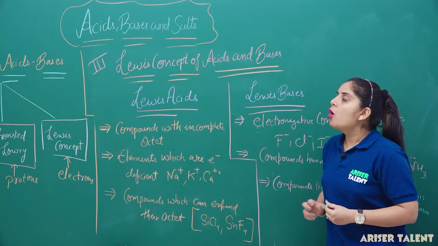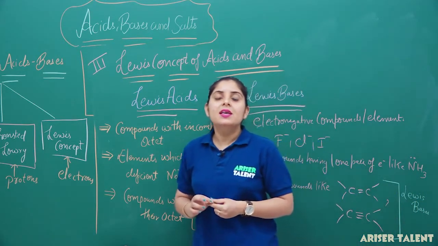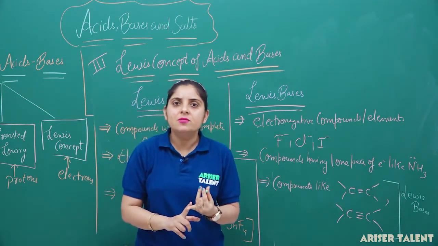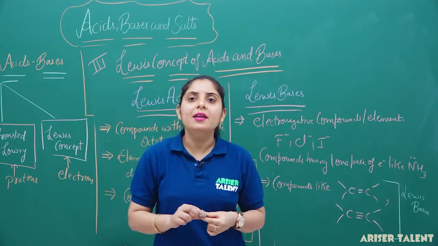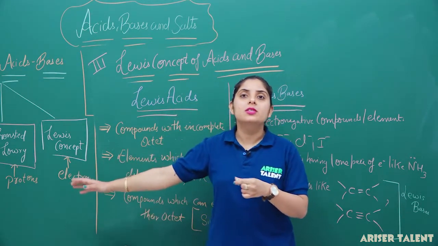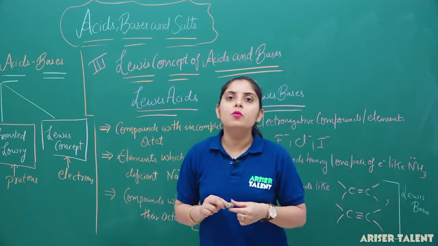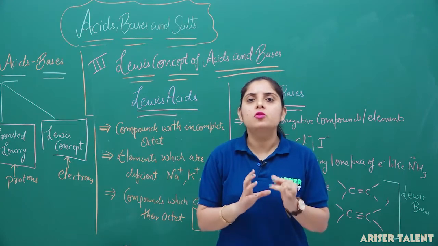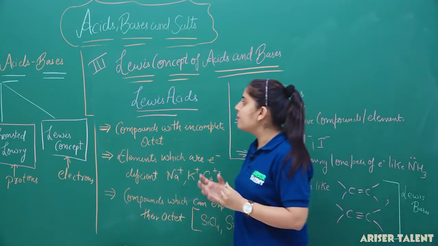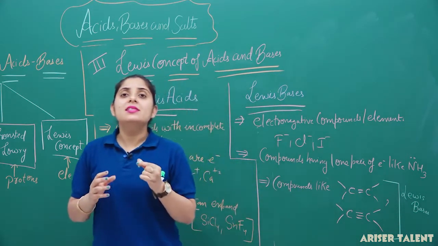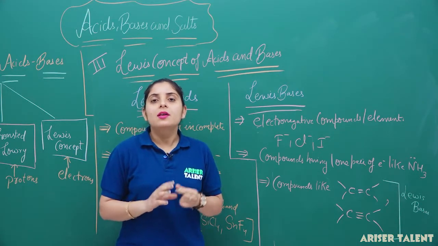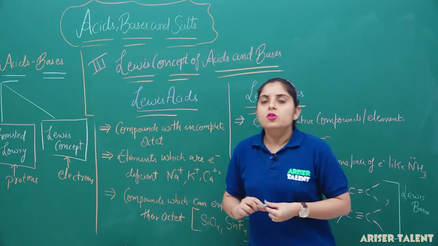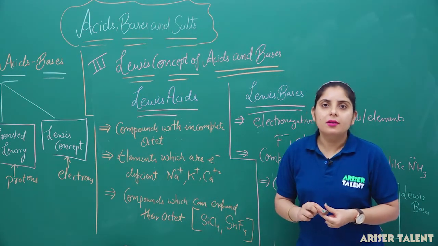So that is all about the theory of acids and bases, where three scientists came and gave their different theories: the Arrhenius concept, the Bronsted-Lowry concept, and the last one, the Lewis concept of acids and bases. Now we are moving to our next topic, salts, and we will discuss a variety of salts in this sequence. This is the last topic of our chapter. We will discuss normal salts and other salts in this chapter.